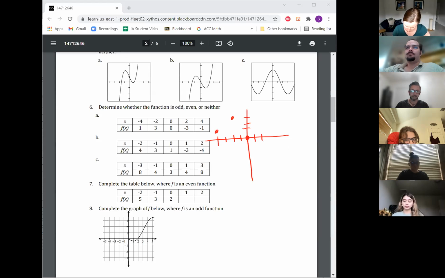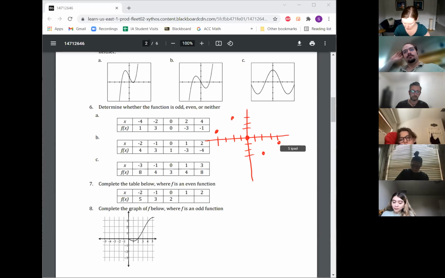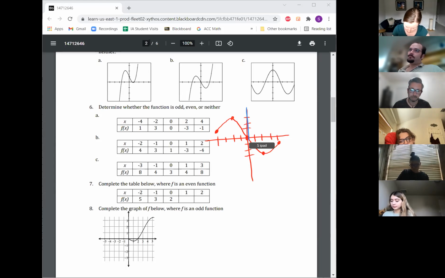Huh. Okay. So then we have 2, negative 3, and then 4, negative 1. If I connect it, it looks like that. So if I fold it over the y-axis, right here, this point is going to go over here. That's not going to match the other side. And then this little hill is going to go over here. It's not going to match for even. Even's not going to work. Let's see what I did there.